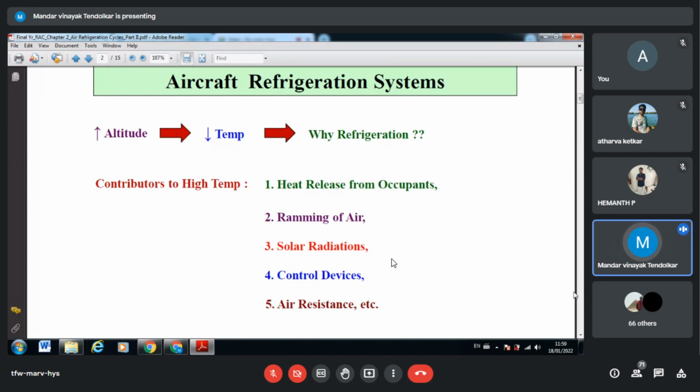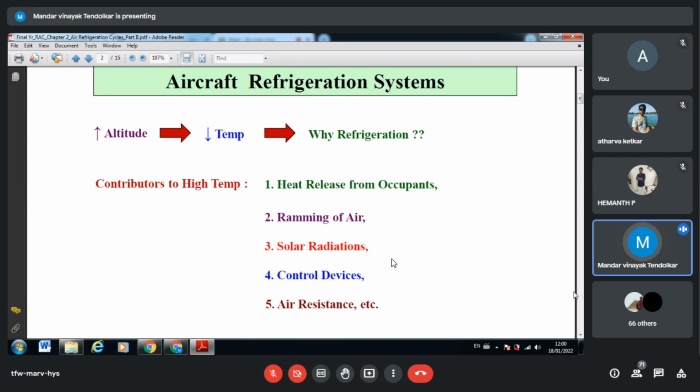Then solar radiations. You cannot get rid of the sun, so naturally radiations are always there. Then the control devices. There are hundreds of control devices in the cockpit and even in the passenger section, of course. Because of that, naturally a small amount of energy multiplied by the number of such devices or equipment also contributes considerably. And the air resistance. Whenever there is a flow, there is resistance, so the frictional drag part, because of which there will be further increase in the temperature.